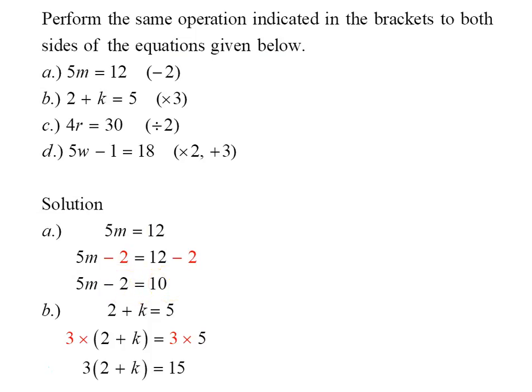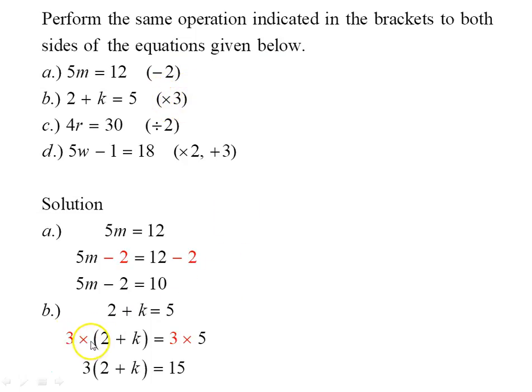When we say equivalent, whatever the solution for the unknown m is, it will be the same in both equations. Let's have a look at another example. 2 plus k equals 5. And we're going to multiply both sides by 3.